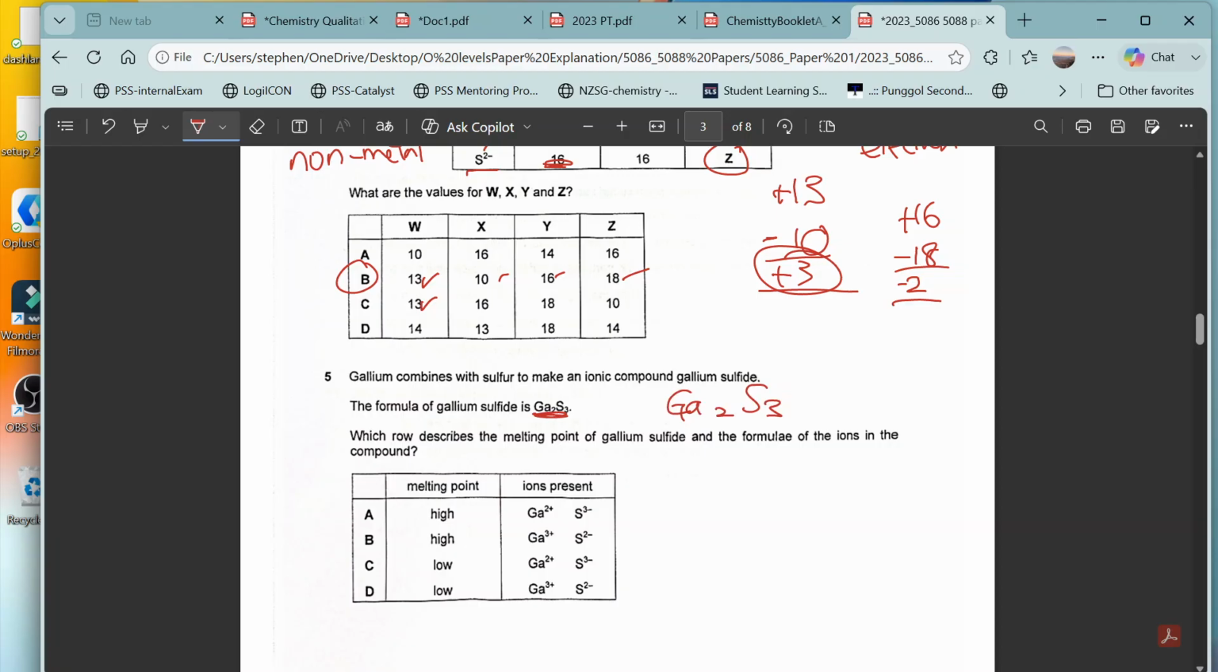Ga2S3. Now, if those are students who are good in formula, you will know that to get this formula, the gallium must have 3 positive, sulfur 2 minus. If you look at the periodic table, because it's group 13, obviously it will be positive 3. Group 1 will form positive 1, group 2 will form positive 2 ions, and group 13 metallic elements will form positive 3 ions. So up to you.